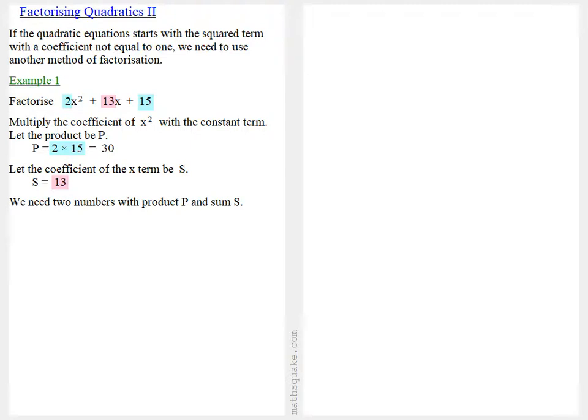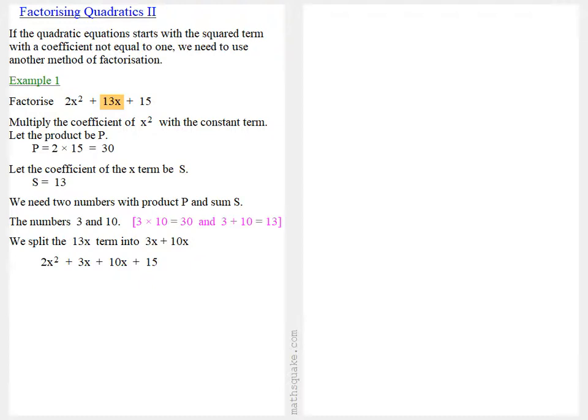Now we need to find two numbers with a product p and a sum s. In other words, two numbers that multiply together to make 30 and add together to make 13. These numbers are 3 and 10. 3 times 10 is 30, and 3 plus 10 is 13. Now we split the middle term, 13x, into 3x plus 10x. So 2x squared plus 13x plus 15 becomes 2x squared plus 3x plus 10x plus 15.